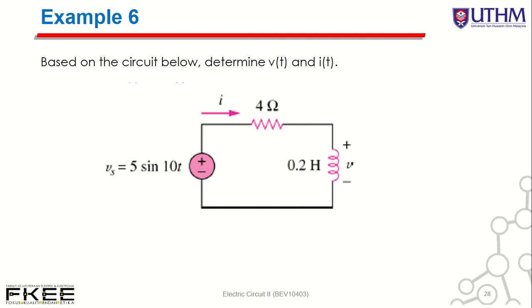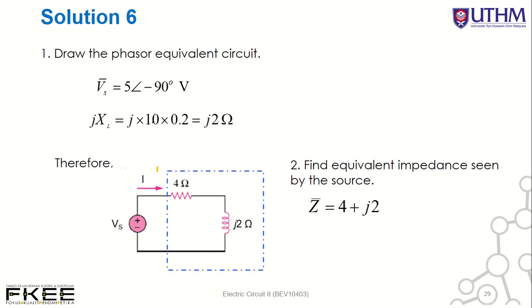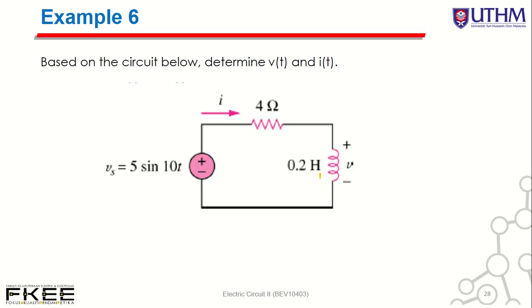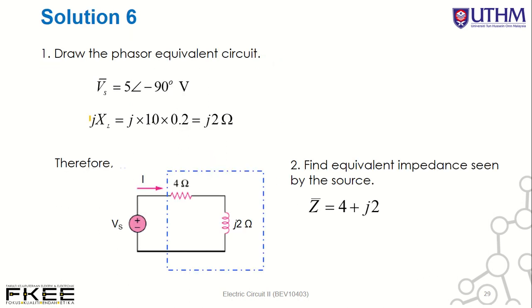Okay, next example 6. Based on the circuit below, determine the Vt and It. Given in time domain, so you need to convert to phasor domain. Vs convert to the phasor domain, and then XL you can convert to phasor domain, ZL equal to j omega L, jXL. So you can determine the total or equivalent impedance seen from the source, which is equal to 4 plus j2, in series connection.